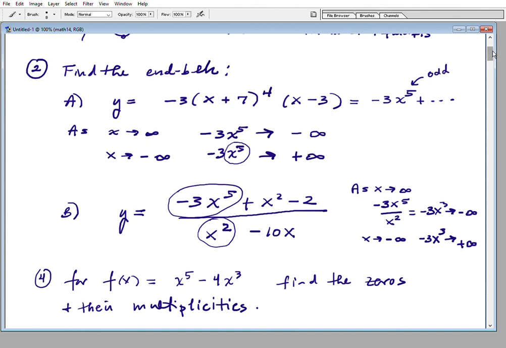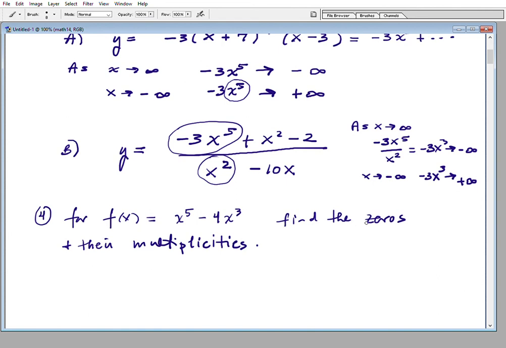Okay, so let's go down. Here we want to find the zeros and their multiplicities. Okay, find the zeros. It's the same as finding the x-intercepts. Find where this polynomial is equal to 0. So just set it equal to 0 and solve. First thing we'll do is factor out x cubed. So we have x squared minus 4, and then factor again. So we have x cubed times x plus 2 times x minus 2.